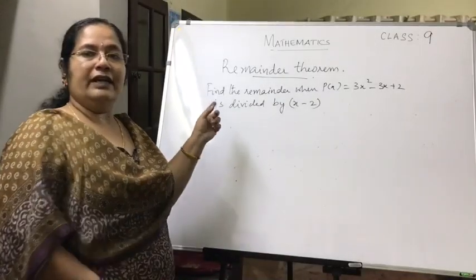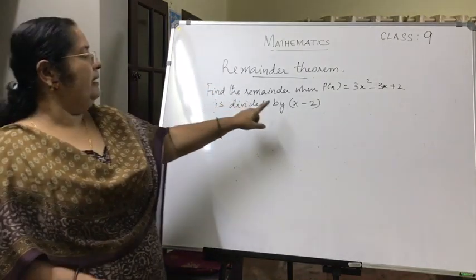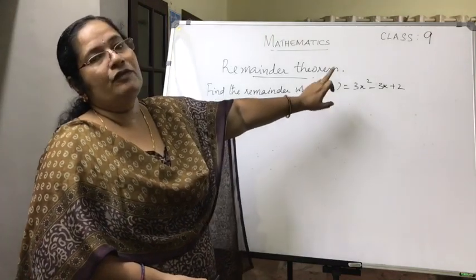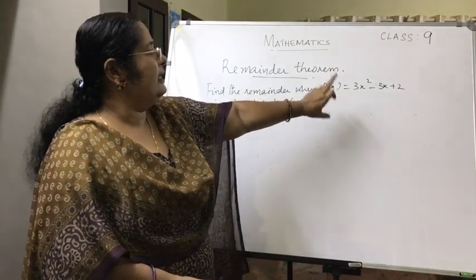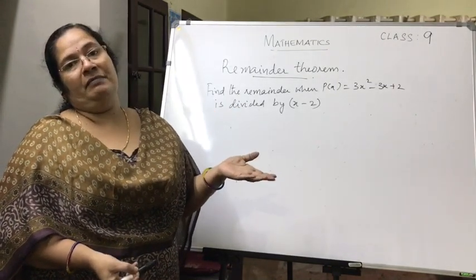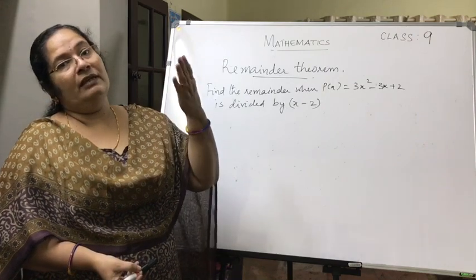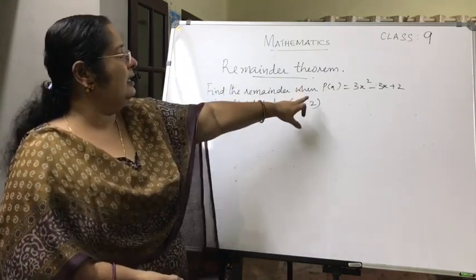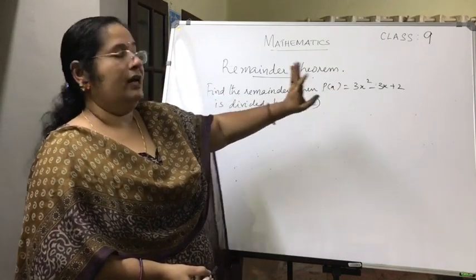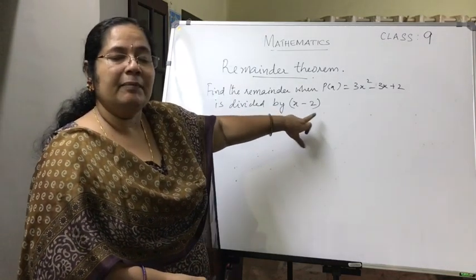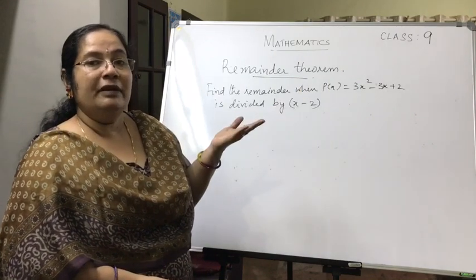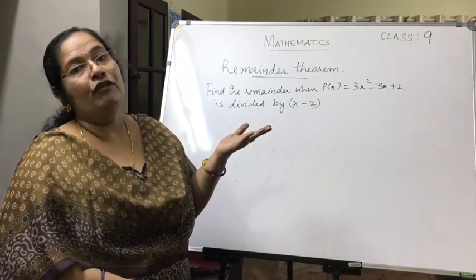Now we have a question here. Find the remainder when P of x equals 3x square minus 3x plus 2 is divided by x minus 2. What is the remainder? Go to the theorem and apply it here. You have a polynomial P of x of degree 2, greater than 1, divided by a linear polynomial, the degree is 1. So divided by a linear polynomial, the remainder is P of a.